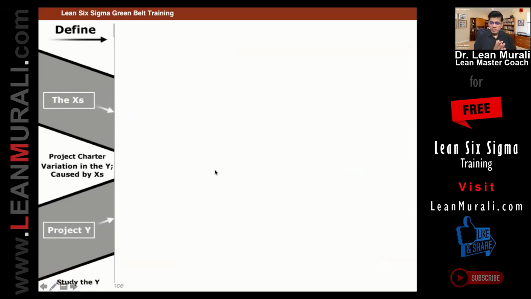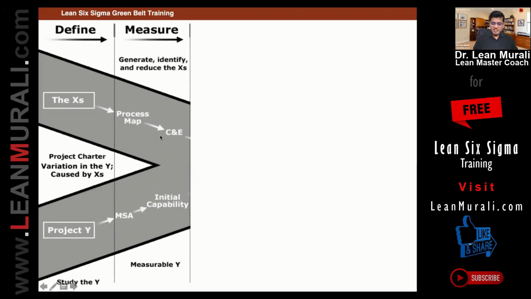Okay, today's topic is measurement system analysis. But I want to tell you that when the measurement itself is wrong, then the entire project will not give the desired output. So we go through this flow. You take a project Y here. You have the project charter, different causes, different X's, the suspects.